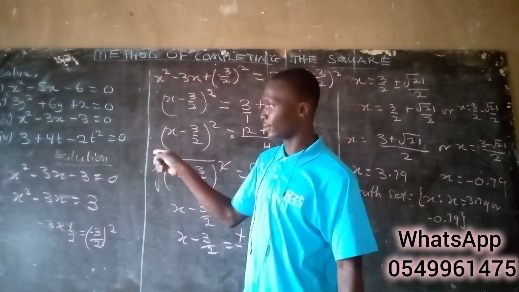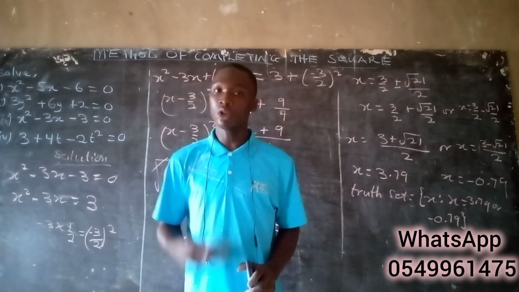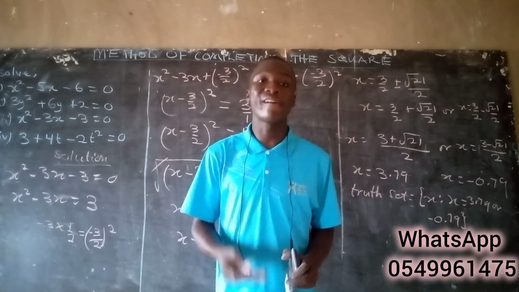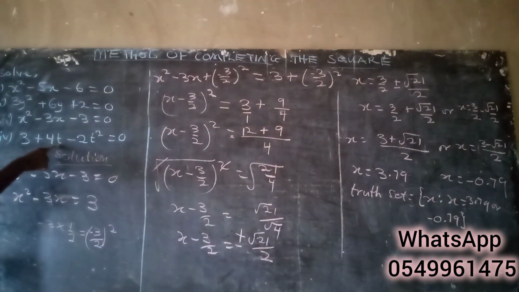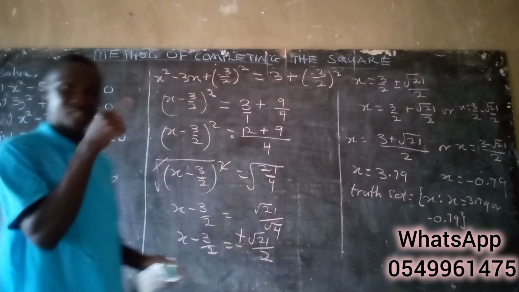Let's go with one more question. I want to solve this question. I want you to also partake. I want to know your performance and how you are following. So we have 3 plus 4t minus 2t squared is equal to 0. This question is for you.